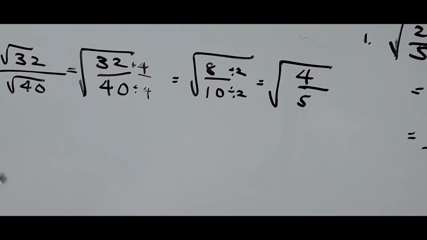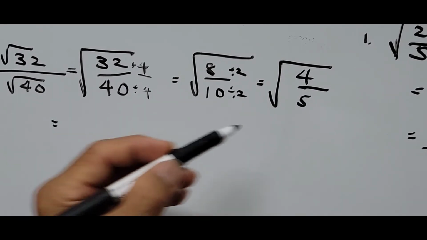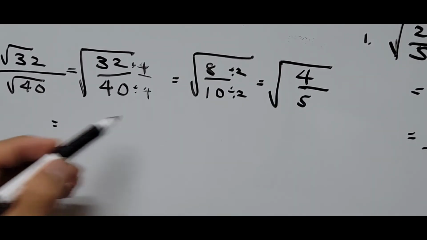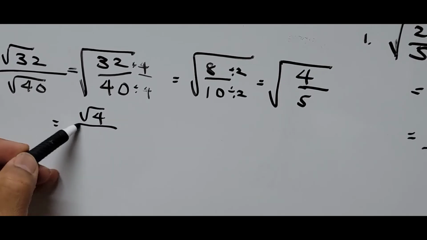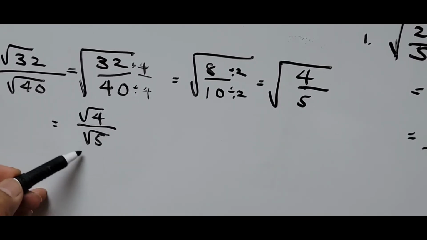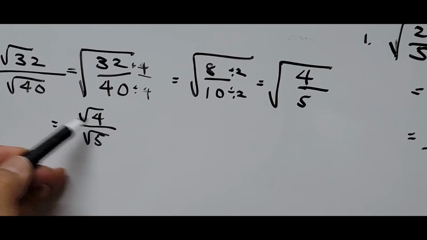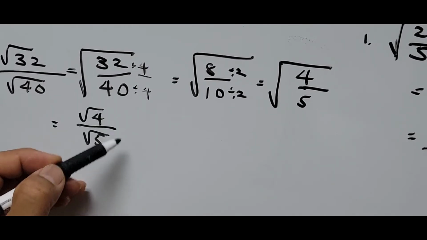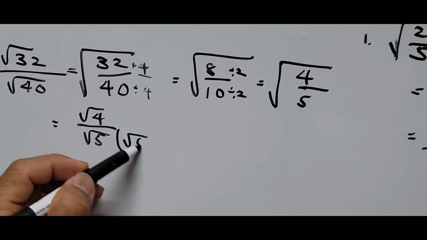Now, reduce it further. That will be written again as square root of 4 divided by square root of 5. Simplify this one right here to dissolve the square root on the bottom. Multiply the whole term, the top and bottom, by the square root of 5.